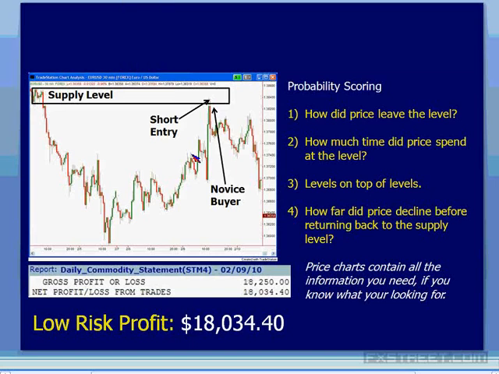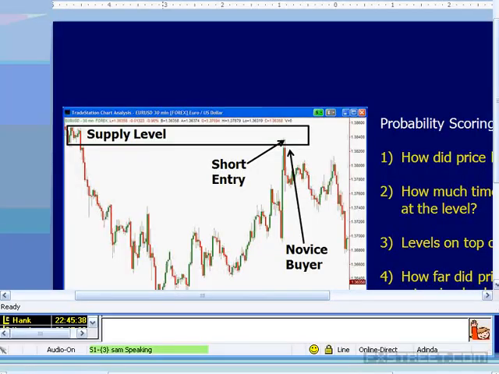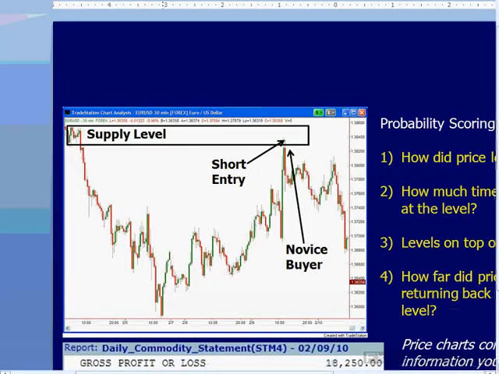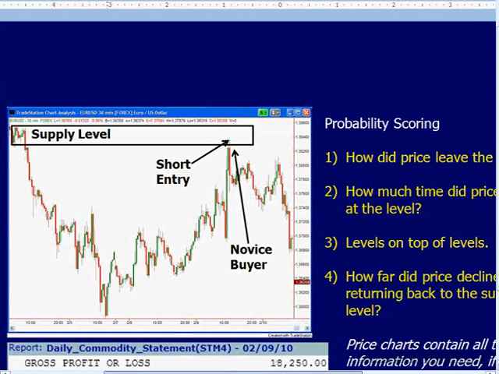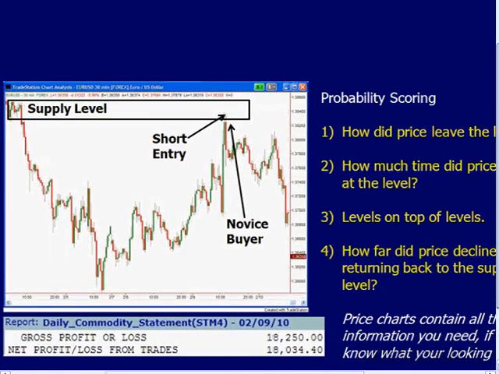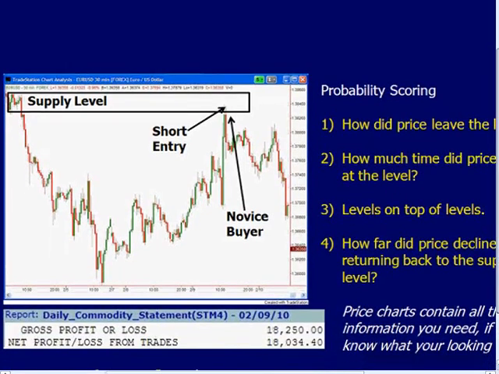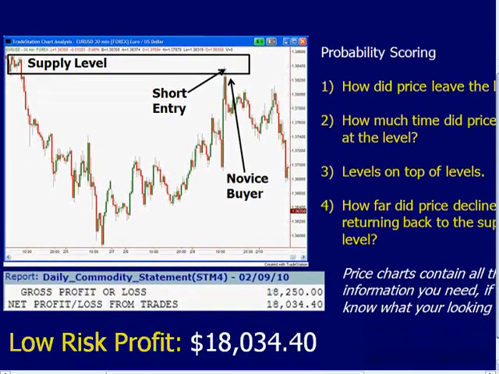Okay. So what we're looking at here is once price left the level right here, how far did it travel before returning back up to the level? So once price left the level, how far did it travel before returning back to the level? Okay? The more that it traveled away from the level before returning to the level, the better the opportunity is from a probability and profit margin perspective.